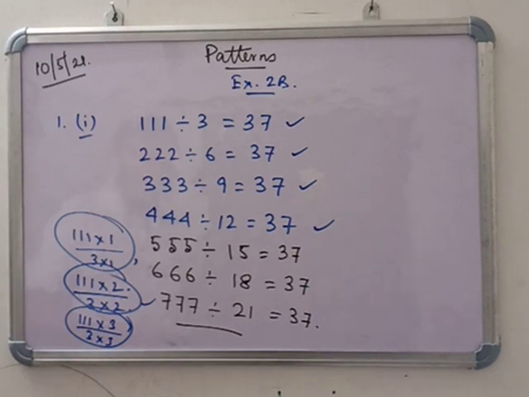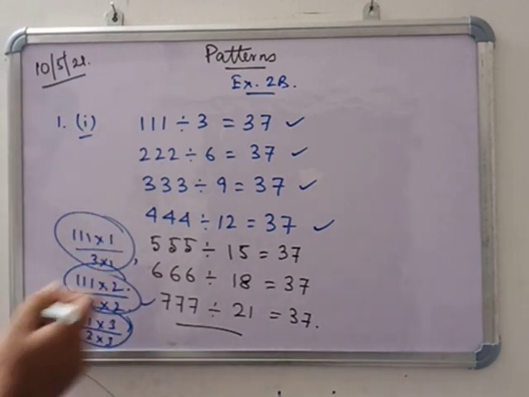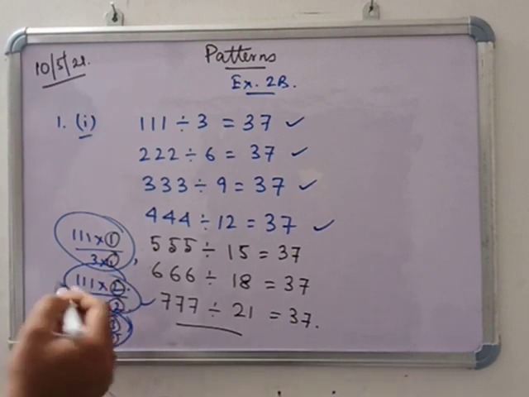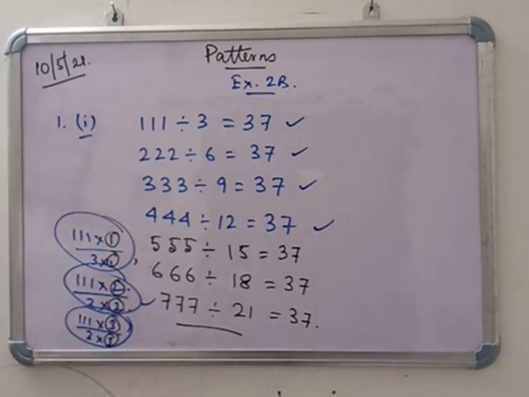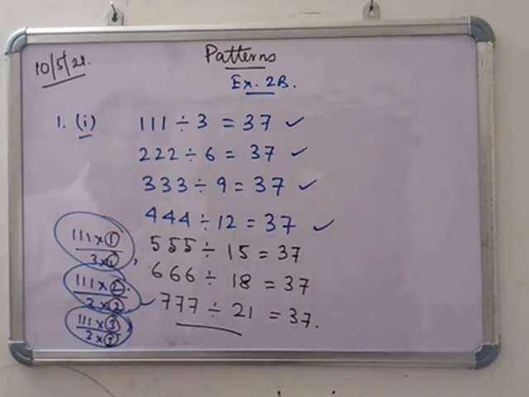So here the pattern is 111 into 1 by 3 into 1. Similarly this portion is changed: 1 becomes 2, 2 becomes 3, 3 becomes 4, whatever it may be. You can write up to infinity. The answer is 37 because these are multiplied and divided, so if any number is multiplied and divided, we always get the same number. That means the answer is always 111 by 3. Now this is the pattern of this question. Now next, number 2. See that.